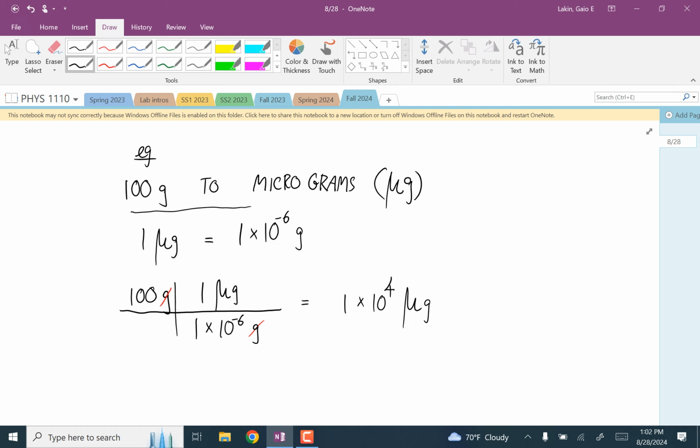Is the 100 grams just going to be over 1, right? Yeah, that's right. You could write the 1 down here if you want. Any other questions about that?